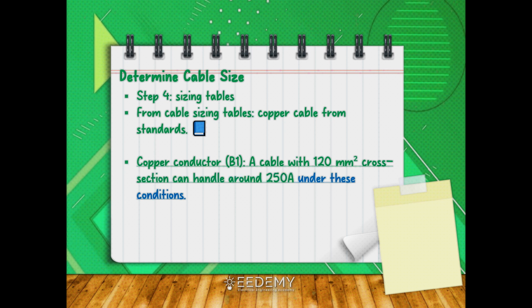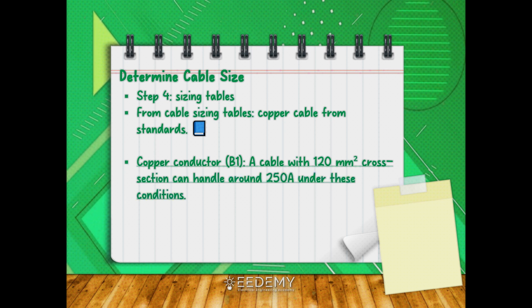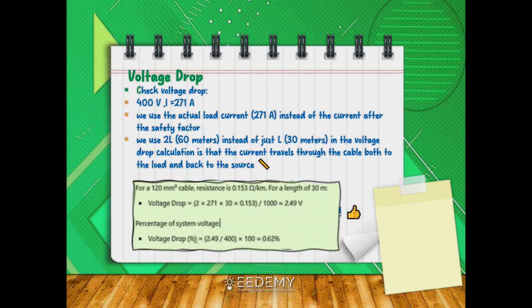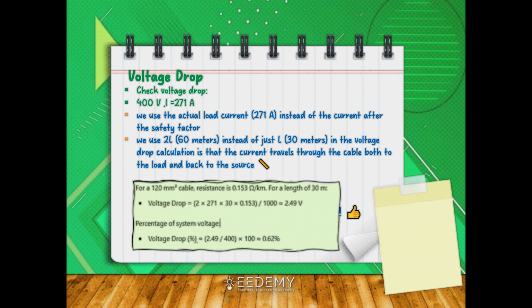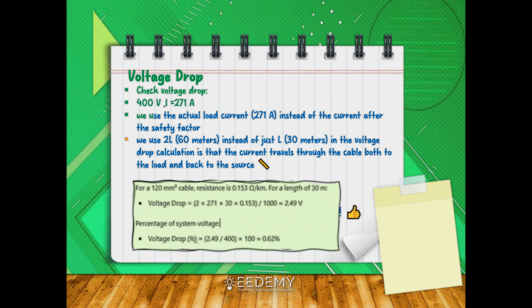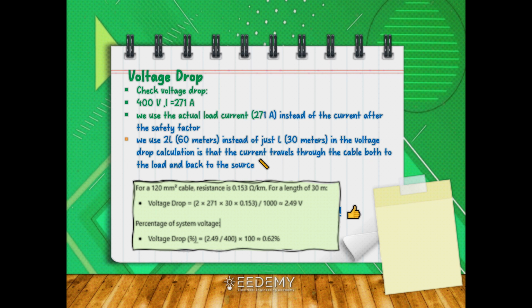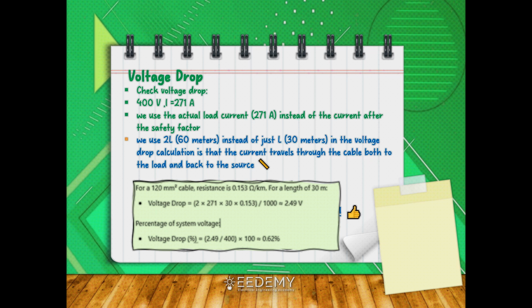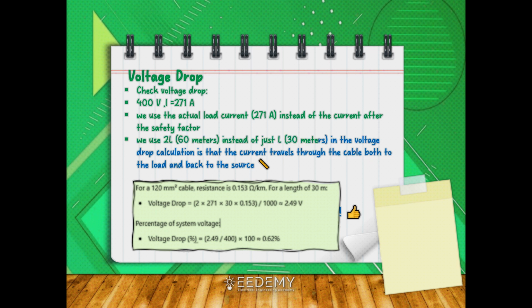Tip: double check with local standards as cable sizes may vary regionally. Step 4, calculate voltage drop. For a 120 mm² cable, resistance is 0.153 ohms per kilometer. For a length of 30 meters, the voltage drop is approximately 2.49 volts. Percentage of the system voltage of 400 volts is approximately 0.62%. This is far below the 5% limit.